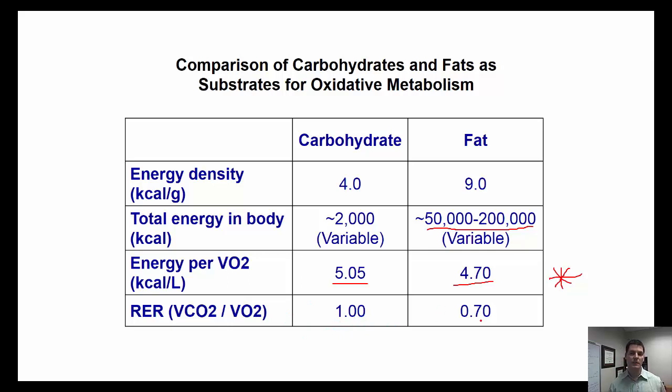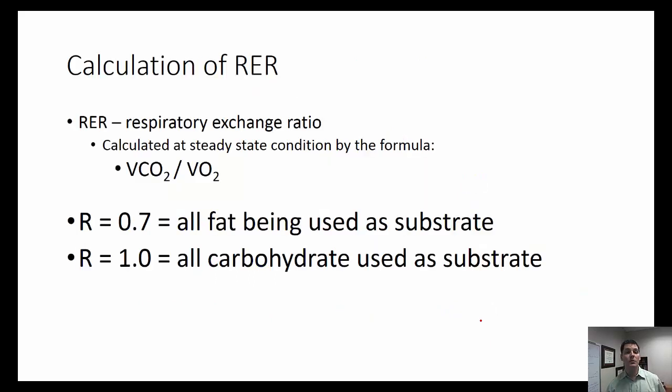We're going to spend quite a bit more time on this today, so let's now move into the definition and the calculation of RER. So RER stands for the respiratory exchange ratio. It's calculated, again, during steady state, which tells us that we have an unchanging value of oxygen consumption, and it's calculated here by the formula of the volume of CO2 divided by the volume of oxygen.